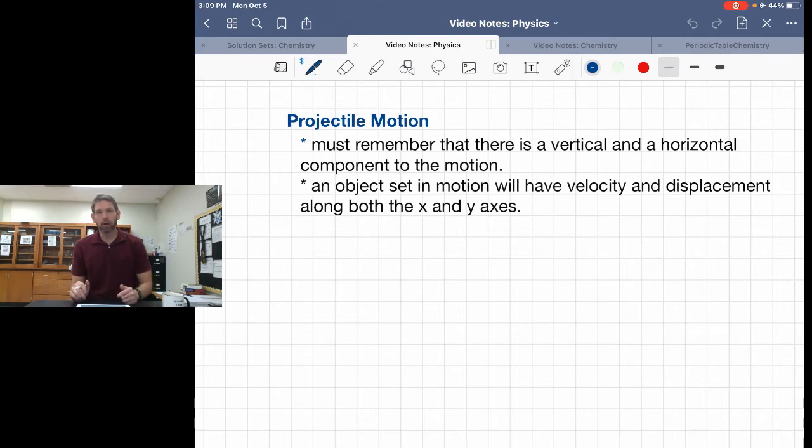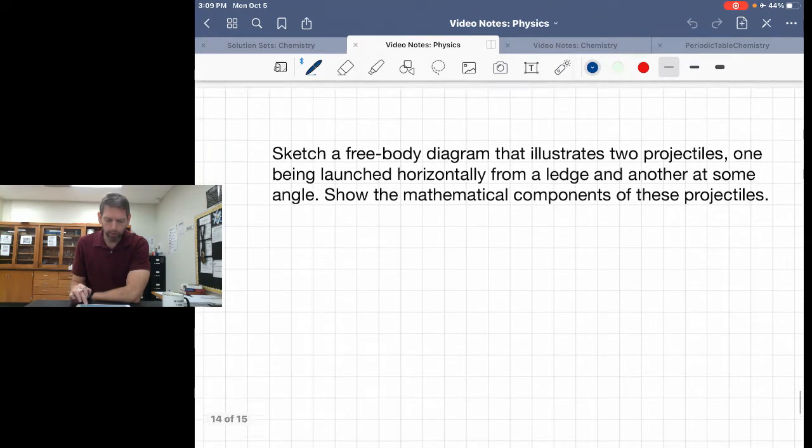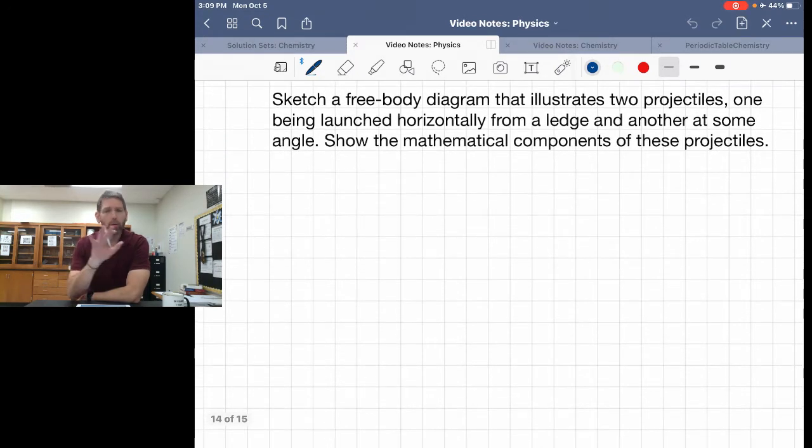But let's go ahead and slide forward, and let's take a look at an example on this. We just want a free body diagram, the basic concept here of projectile motion. We've got two projectiles, so we're going to do two different examples. One where it's launched horizontally from a ledge, and the second one at some angle, which we'll call theta. It won't matter what the angle is. These free body diagrams are going to hold true regardless.